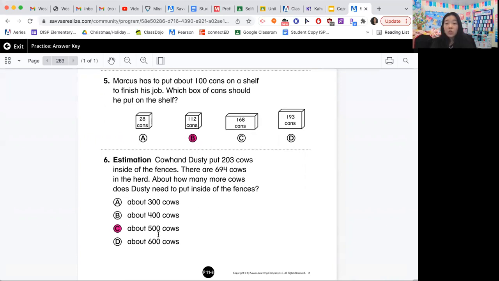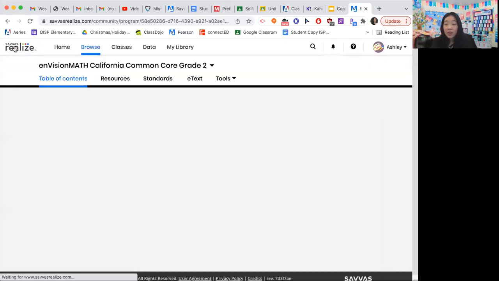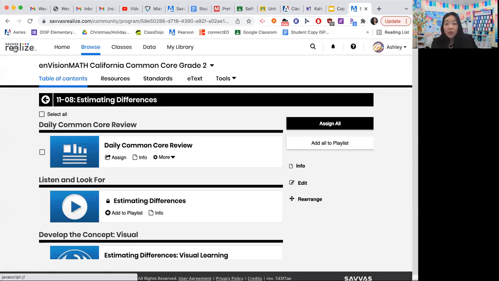700 minus 200 would give you about 500 cows. Let's go ahead and work on our digital quick check together.